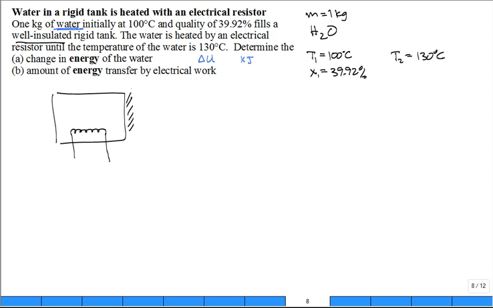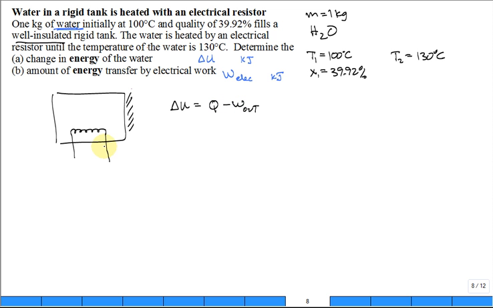How would I solve for the change in the internal energy of the water? How would I do it? Not really, because we don't know anything about W yet. And if you look, part B says what the amount of energy transferred by electrical work. This is WELEC in units of kilojoules. We're going to have to calculate that for part B. So if you start with the first law, you're going to say delta U is equal to Q, and then you have the minus the work out, right?